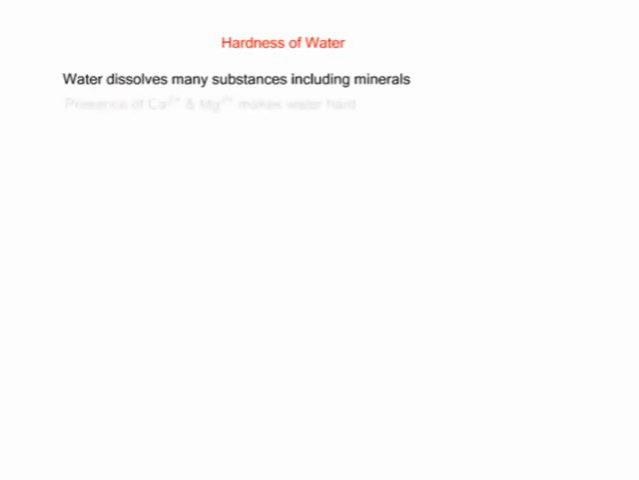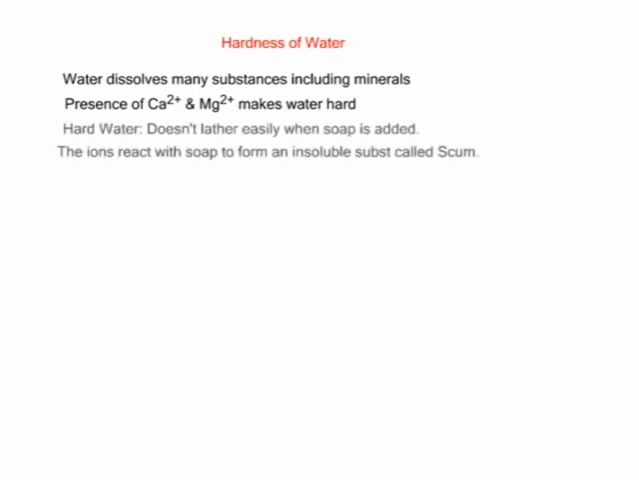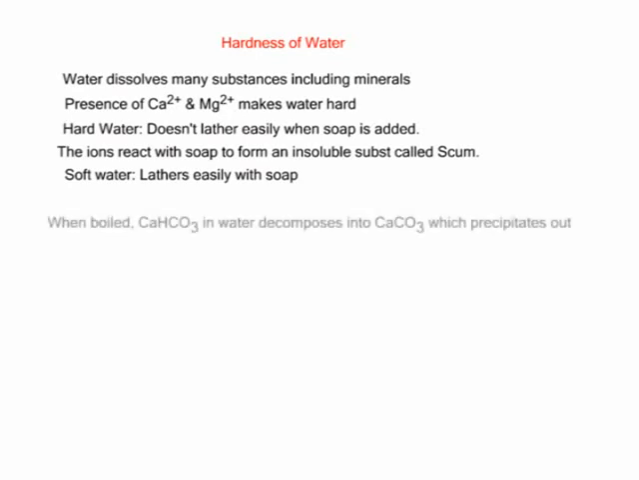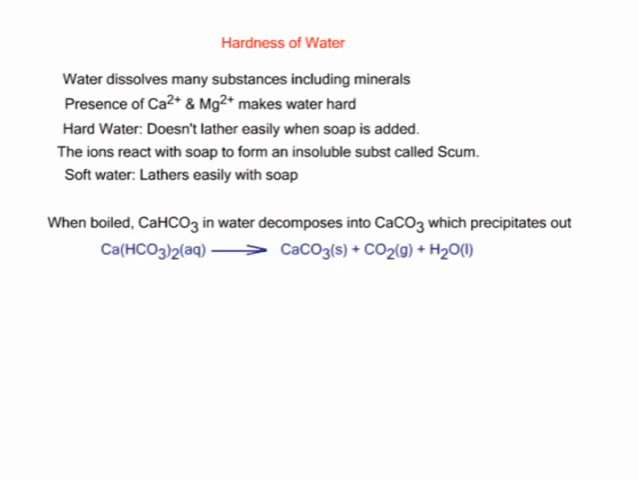Water containing calcium and magnesium ions does not lather easily with soap. These ions react with soap to form an insoluble substance we call scum. Hard water is water that does not lather readily with soap, while soft water is water that readily lathers with soap. When an aqueous solution of calcium hydrogen carbonate is boiled, it decomposes into calcium carbonate, which precipitates out. The resulting solution forms lather readily with soap. The equation is shown here.